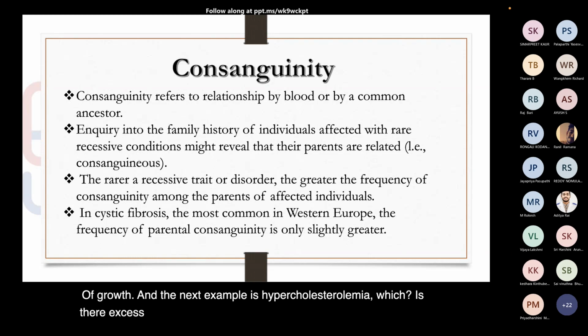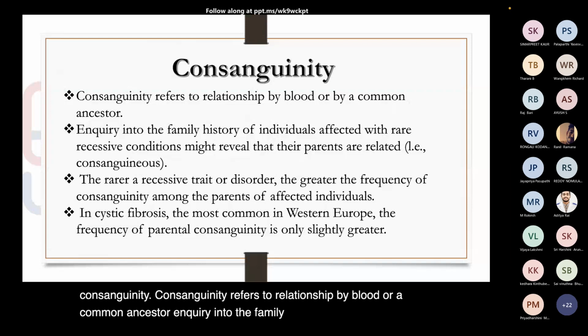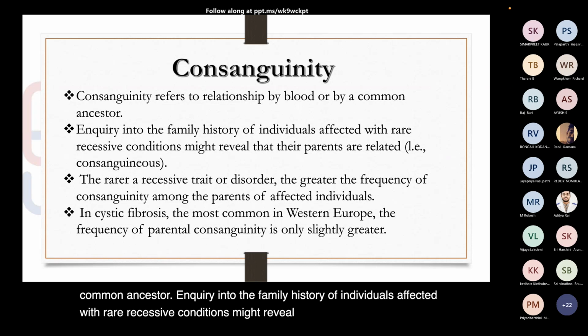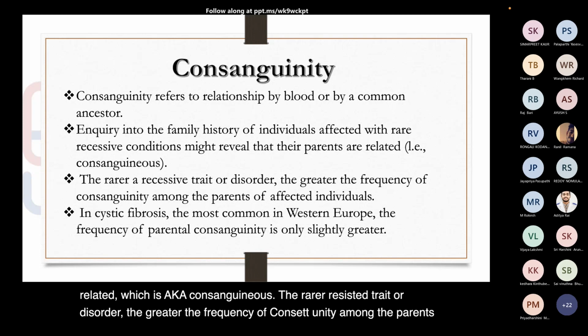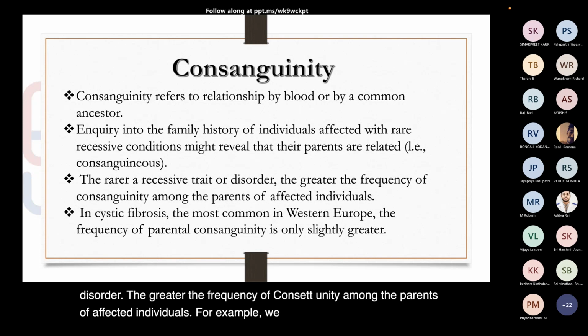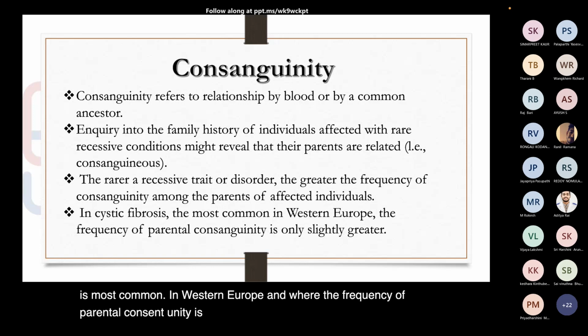And now we can look at consanguinity. Consanguinity refers to relationship by blood or a common ancestor. Inquiry into the family history of individuals affected with rare recessive conditions might reveal that their parents are related, aka consanguineous. The rarer a recessive trait or disorder, the greater the frequency of consanguinity among the parents of affected individuals. For example, we can take cystic fibrosis, which is most common in Western Europe, and where the frequency of parental consanguinity is only slightly greater than in the common population of the world.